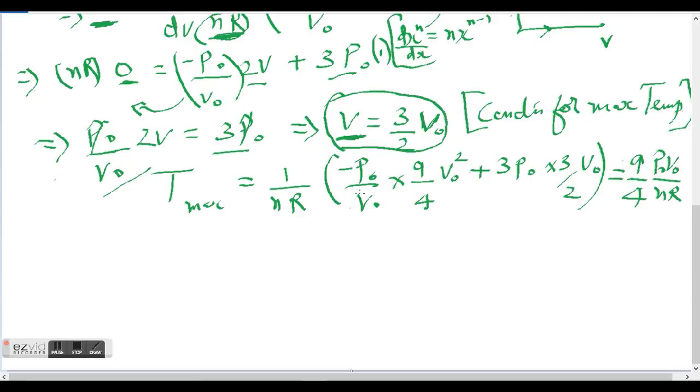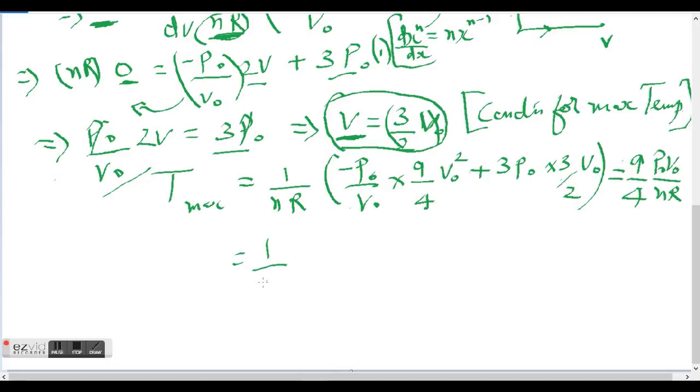So T max will be 1 over nR times negative P naught V naught multiplied by, I had V square, so I'm going to square this expression to put it here. That will be 9 by 4 V naught square, plus 3 P naught into, and then I had another V here, so I'm going to write 3 by 2 V naught. If I solve it further, I will get 9 by 4 P naught V naught over nR.